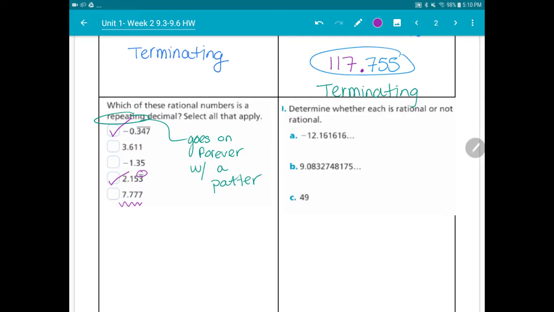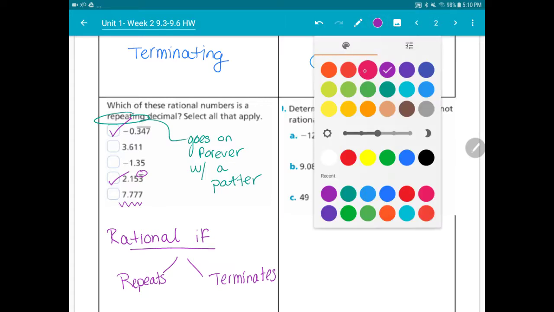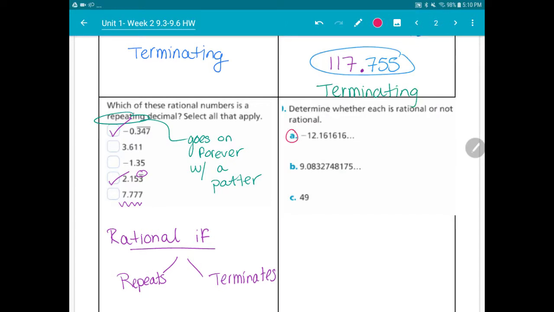Determine whether each is rational or not rational. So we know it is rational, so I'm going to write this down here, it is rational if it repeats or terminates. So let's first ask ourselves, is it repeating or terminating? Let's look at A. A is repeating, and I know it is repeating because it has 1, 6, 1, 6, 1, 6, and the dot, dot, dot tells me that it goes on forever.